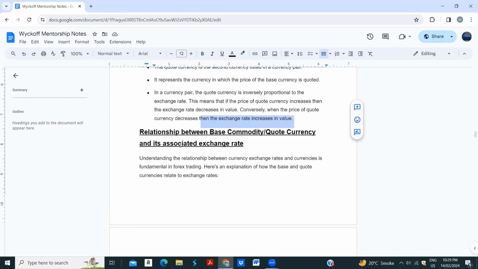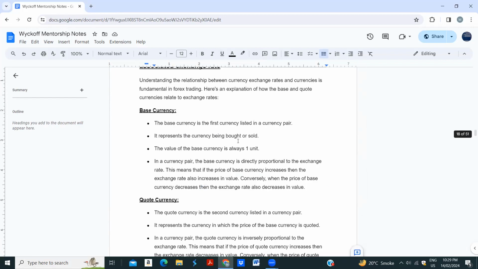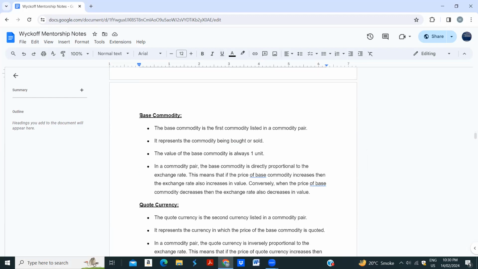Now we're going to cover the relationship between the base commodity and quote currency with its associated exchange rate. It is very similar to the base currency. Understanding the relationship between currency exchange rates and currency is fundamental in forex trading. Here's an explanation of how the base and quote currencies relate to exchange rates. So first of all, we're going to cover the base commodity. Previously we covered base currency, but here we're going to cover base commodity.